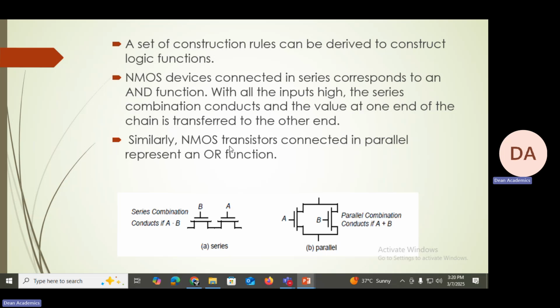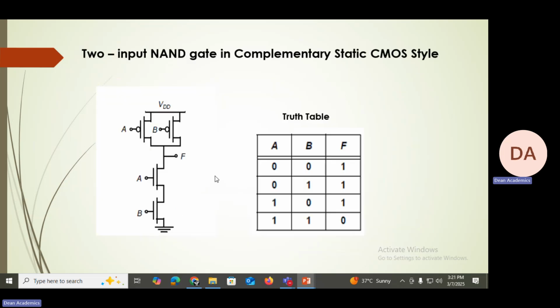Like that, we can say N transistors, when they are connected in parallel, represent the OR function. So this is an N transistor and another transistor, and they are connected in parallel, which constitutes an OR function. That means the output will be equal to A plus B, and here the output will be equal to A dot B. So these are the things we have to keep in mind.